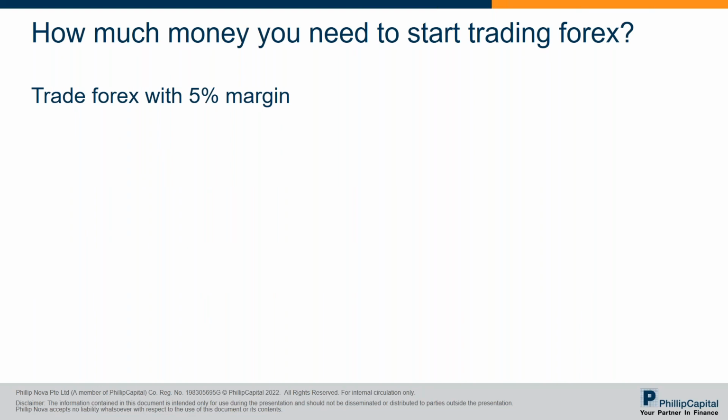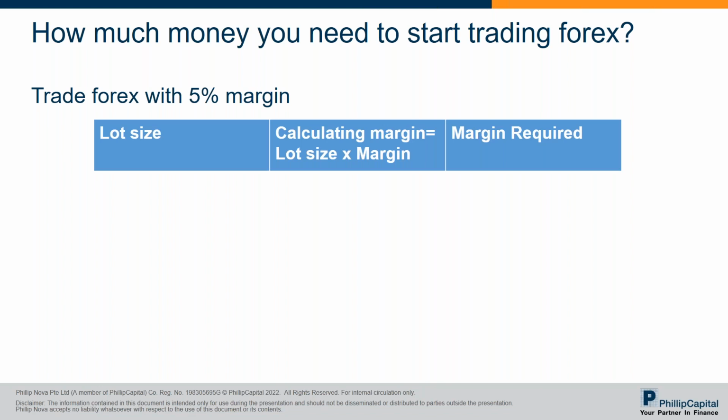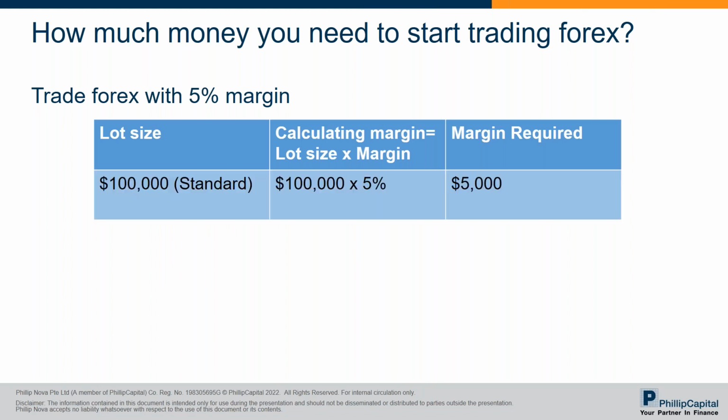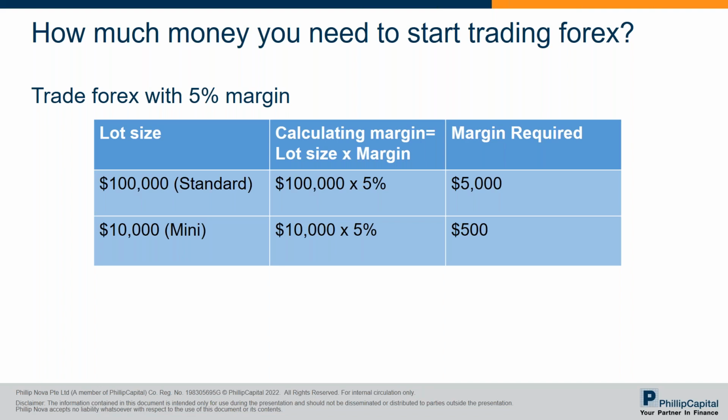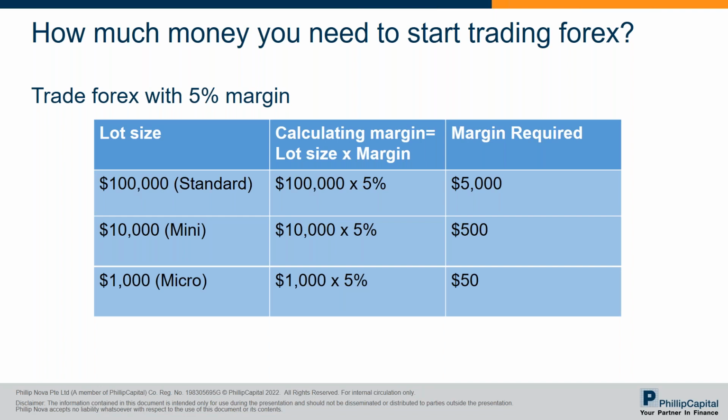In Singapore, Forex is traded on a 5% margin. Let's look at, for each size, how much margin you have to incur to place a trade. For a standard lot at $100,000, you take that times 5%, and you only have to fork out $5,000 to initiate a position that is as large as $100,000. For a mini lot, you only need $500 to start a position, and for a micro lot, you only need as little as $50 to initiate a trade in Forex.